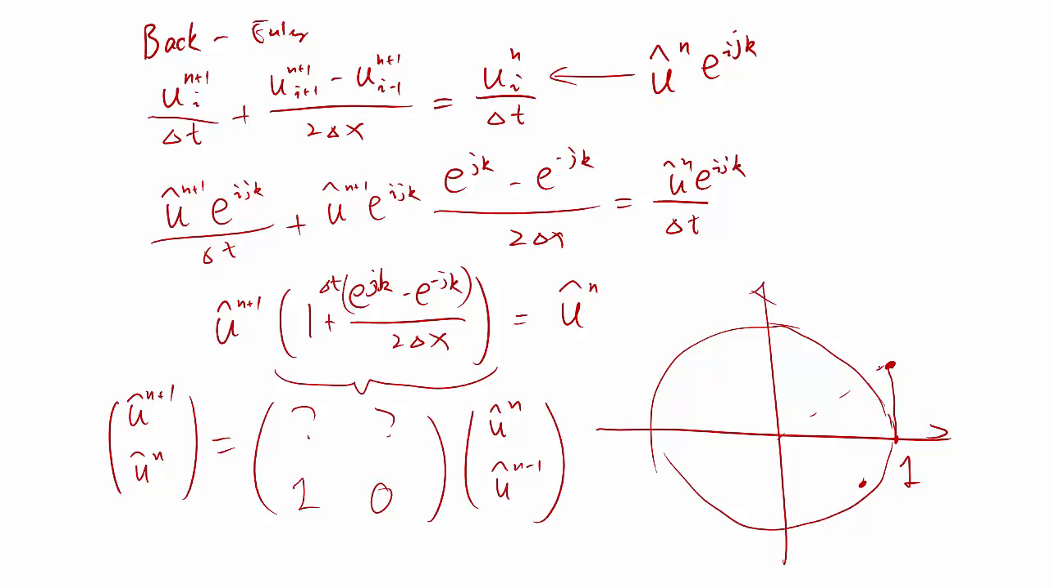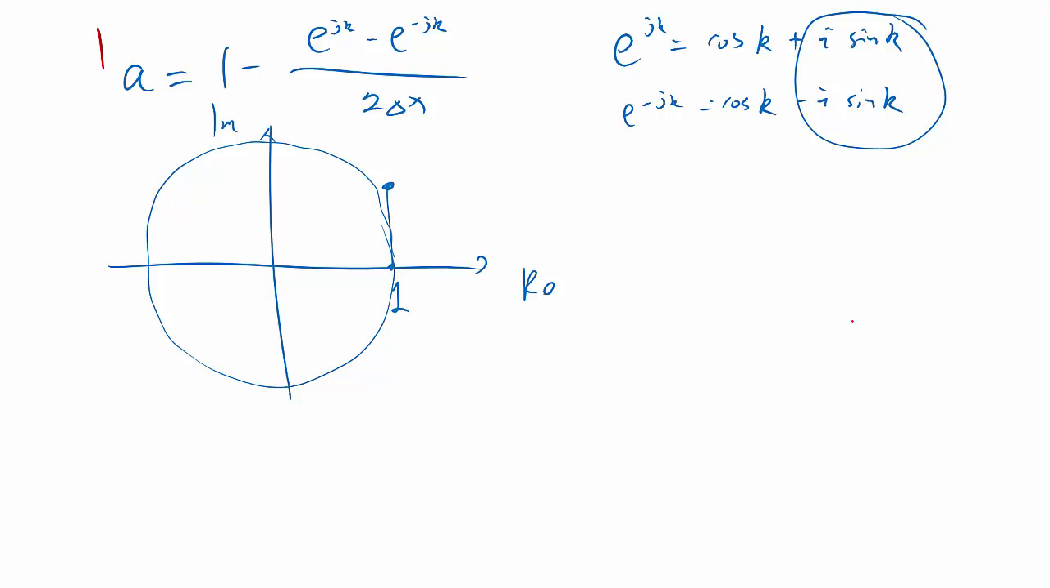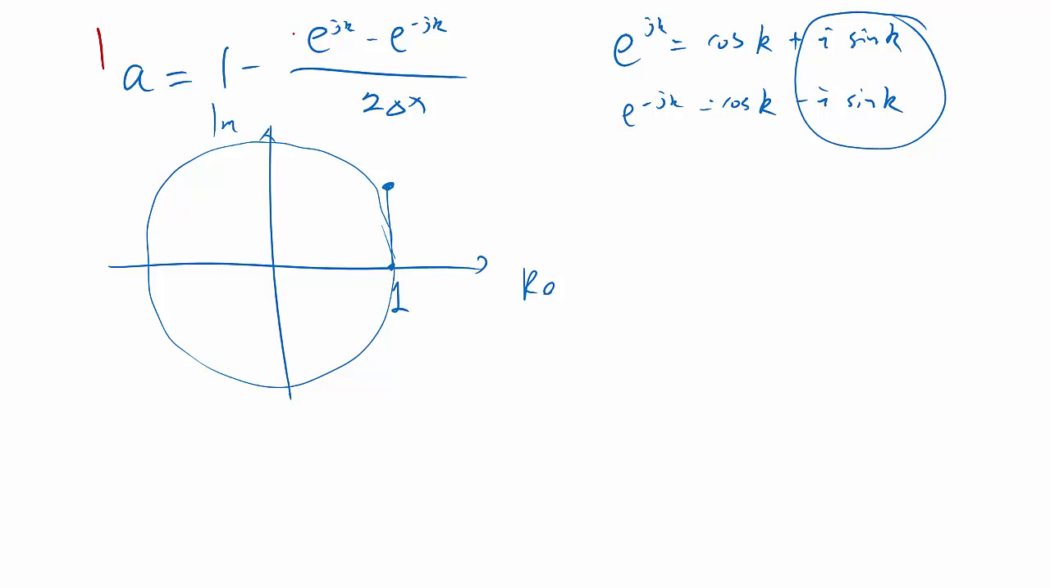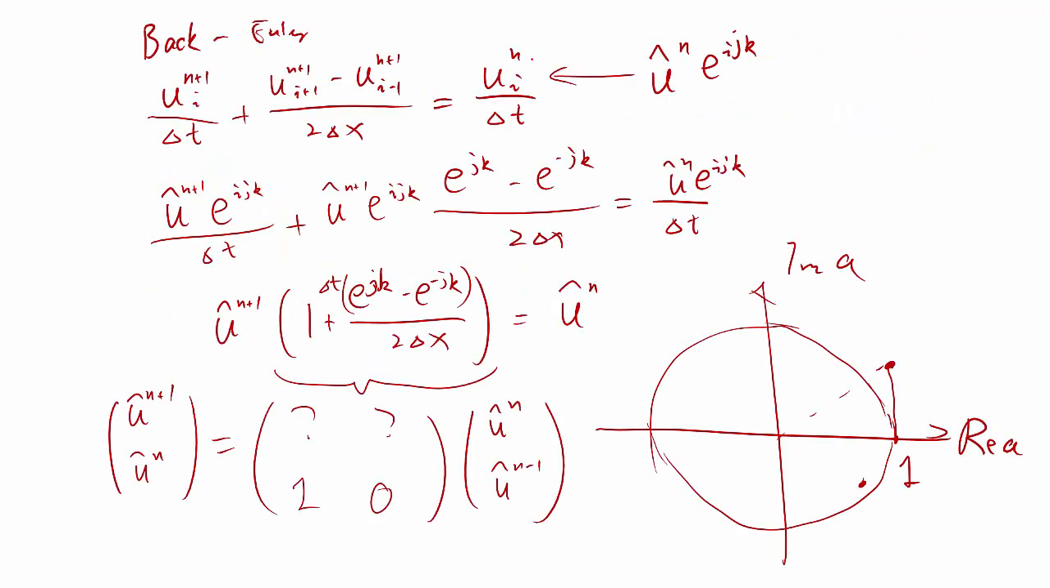Which one? Yeah, this is the space of A. It's real of A, imaginary of A, right? I'm trying to plot this multiplicative factor. Yeah, I think I'm missing a delta t here. I'm trying to plot the multiplicative factor that gets you from the current time step to the next time step. Any other questions?